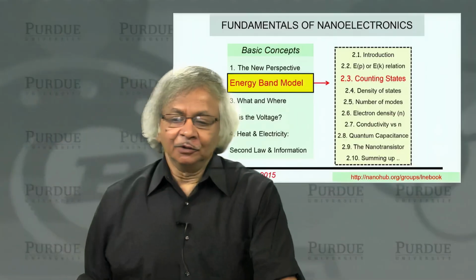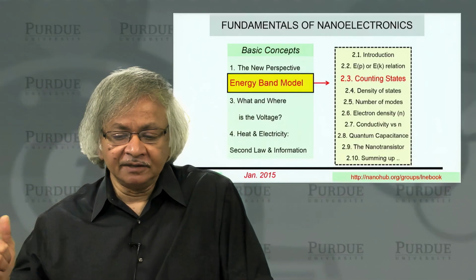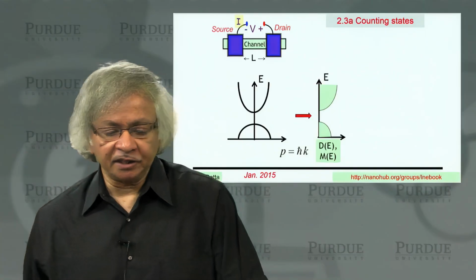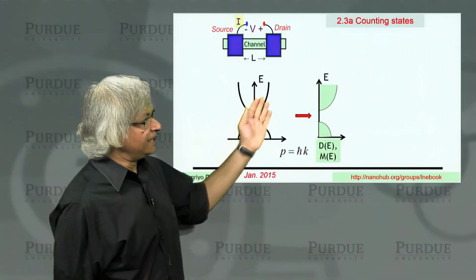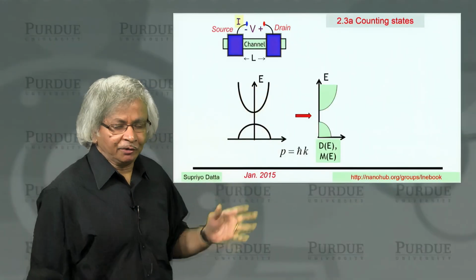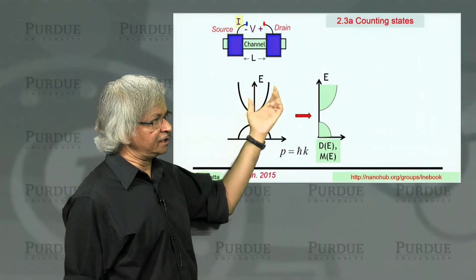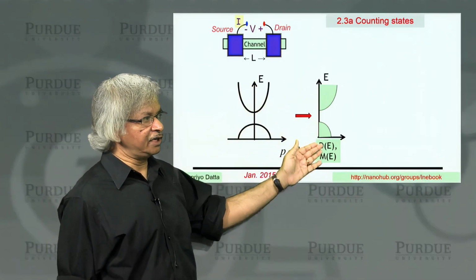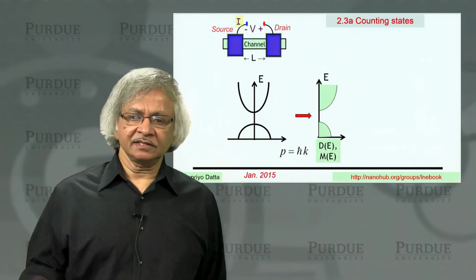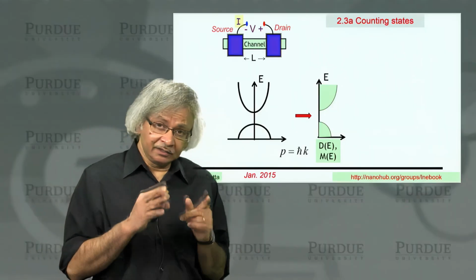Welcome back to unit 2 of our course, the energy band model. This is the third lecture. What we did in our last lecture was talk about this energy momentum relation. What we want to do is translate a given energy momentum relation into a density of states or number of modes. An important step in the process is this idea of counting states.